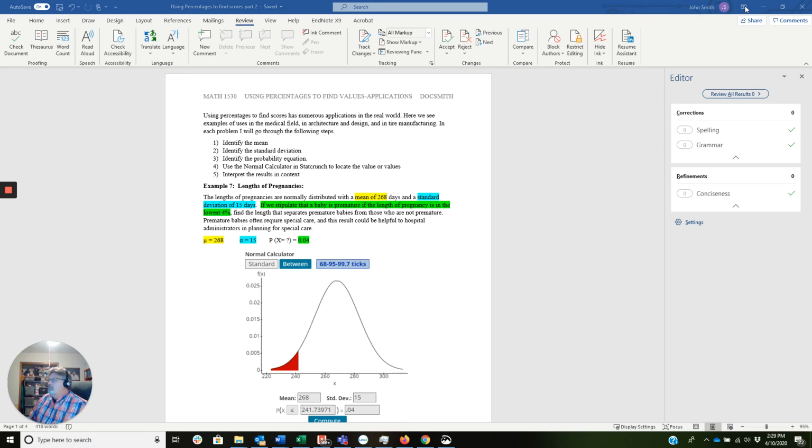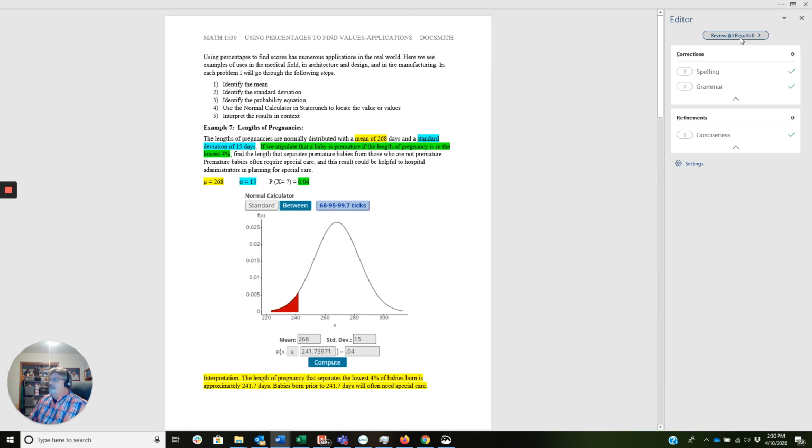I want to work on or show a few problems where we use percentages to find values. Going to hide this ribbon up here so we get it out of the way. So the last video I made, we talked about how we could find a value using percentages.